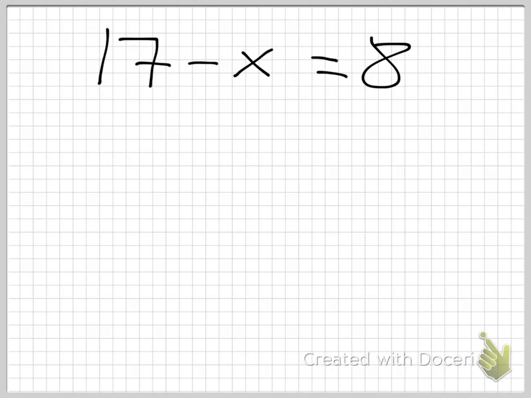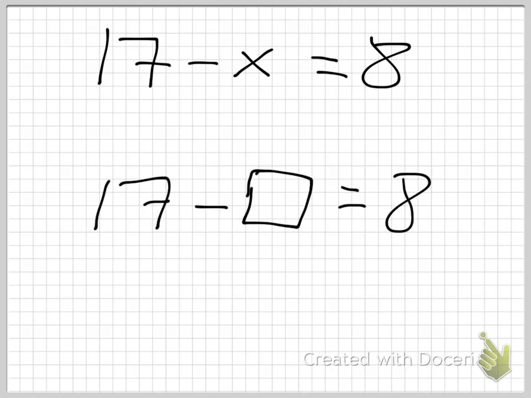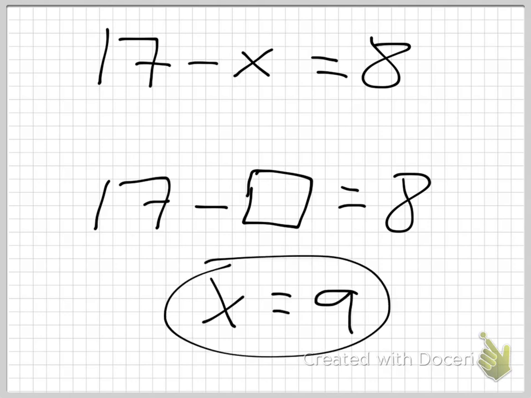17 minus what? When you were in first grade, it would have been 17 minus big box equals 8. You've seen that. I've got kids at this school. That's the kind of thing that you would see. It's no different than having a box there, except now it's an x. You go, okay, 17 minus what is 8? 17 minus 9. How do you know if you got it right? You actually do it. What is 17 minus 9? 8. Oh, there it is. You got it. You would say x equals 9.